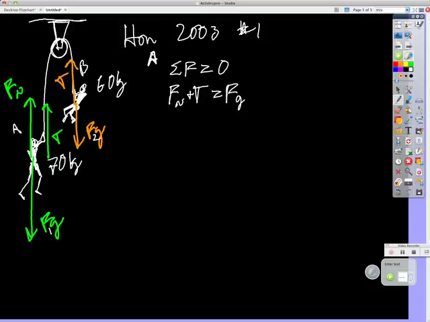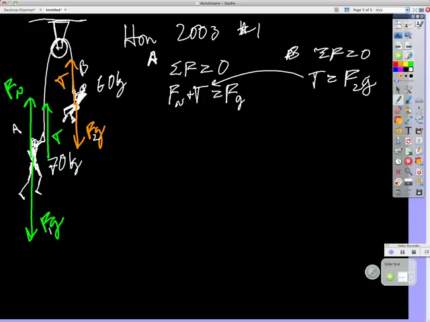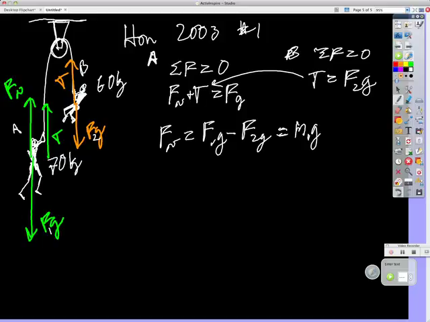Then for B, the sum of the forces is also 0. T is equal to F2g. Now, I can substitute that in there. So I get Fn is equal to F1g minus F2g. And so that's going to equal g times (m1 minus m2). And so that's like 98 newtons or something.